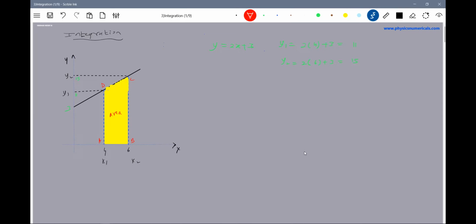So it's very simple. We know the area of strip ABCD. What is the area of the strip ABCD? Half into height of the trapezium, AB by 2, sum of parallel sides AD and BC. AB is 6 minus 4 by 2. AD value will be 11. BC will be 15. So 26 centimeters square. This is the area of that particular strip.